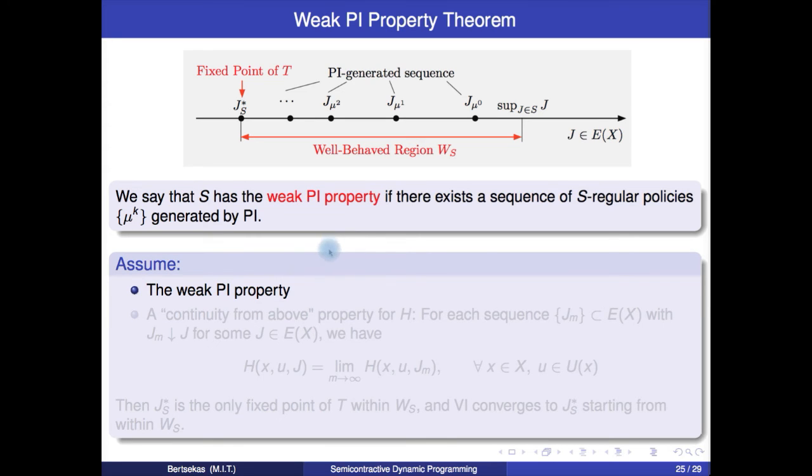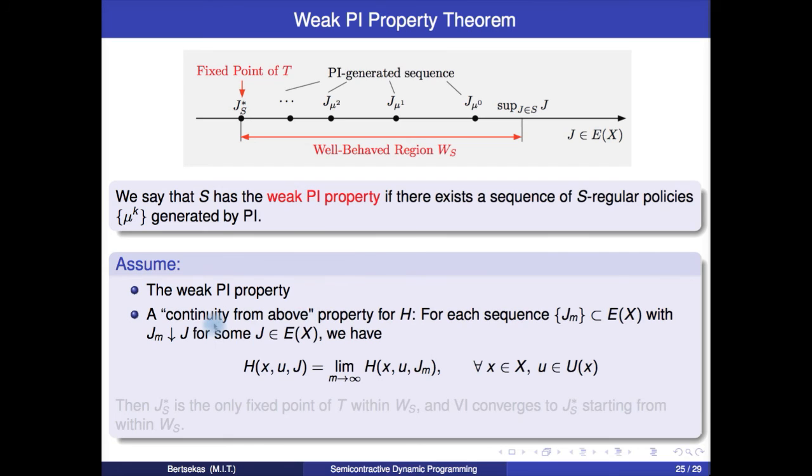And the result says that if you have the weak PI property, and if you have in addition a continuity from above property of H, in the sense that for every sequence of functions that are monotonically non-increasing to J, for some J, we have that the corresponding sequence of H values converges to the value of J. So this is like continuity from above, and it's automatically satisfied in stochastic optimal control problems. For general abstract DP problems, we have to assume it. Now, assuming these two conditions, the result says that Js star is a fixed point of T, policy iteration converges to Js star, and Js star is the only fixed point of T within the well-behaved region, and moreover, starting from within that region, value iteration converges to Js star.